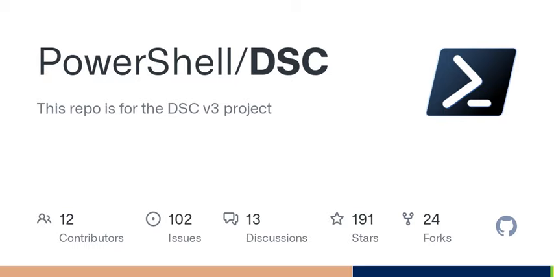DSC v3 is invoked as a command. It doesn't run as a service. Non-PowerShell resources define their schemas with JSON files, not MOF files. Configuration documents are defined in JSON or YAML files, not PowerShell script files.